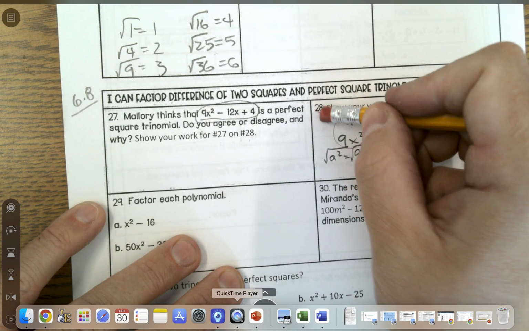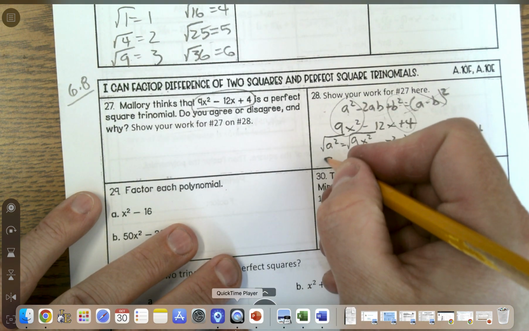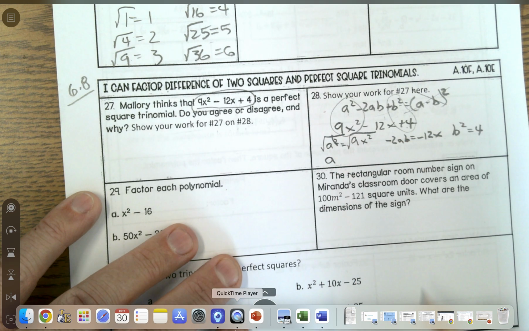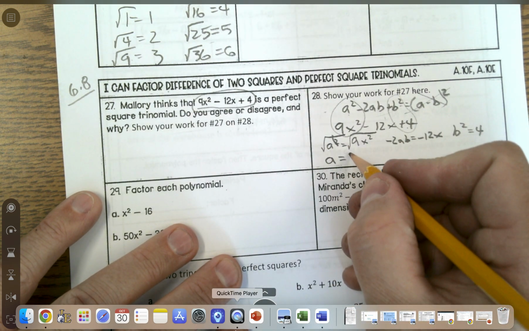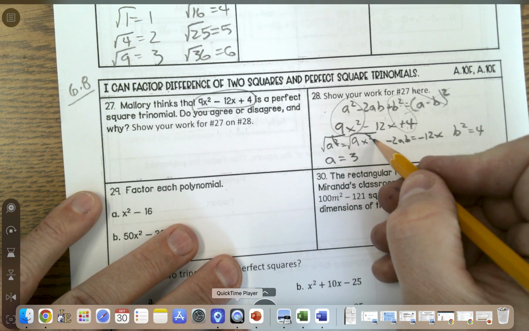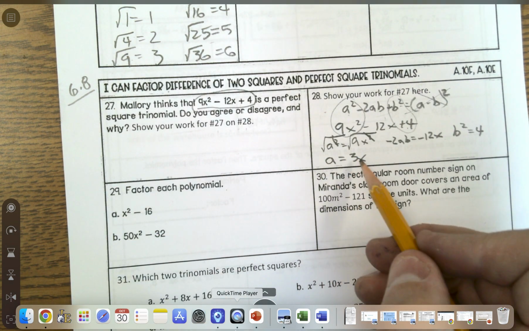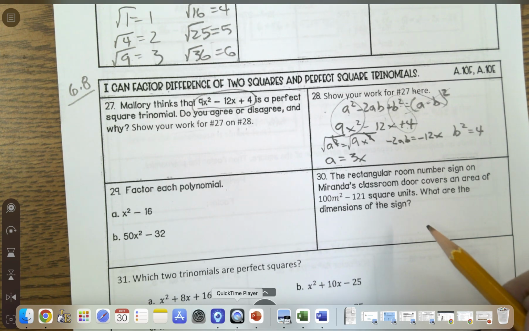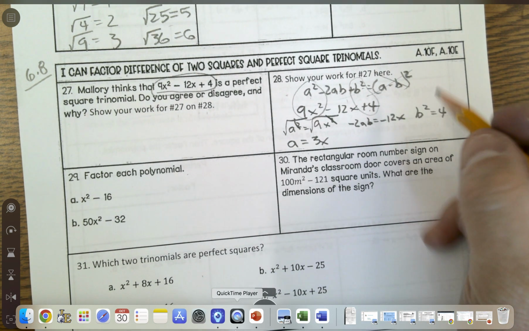The square root of a squared is actually a; that square will cancel out. Then what's the square root of 9? That's 3. You can type that into Desmos. The square root of x squared here again cancels out, and we're left with just 3x. So a is equal to 3x if I square root both sides. I'm going to skip over here because I don't know what b is. But on the right side, if I square root b squared, it just gives me b.